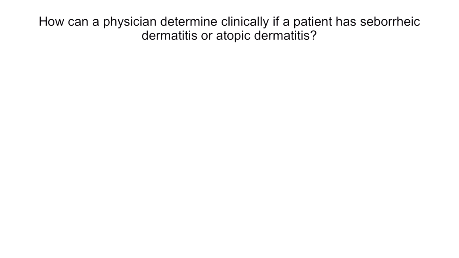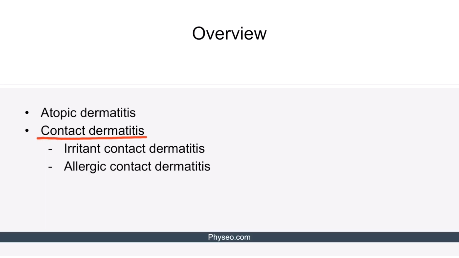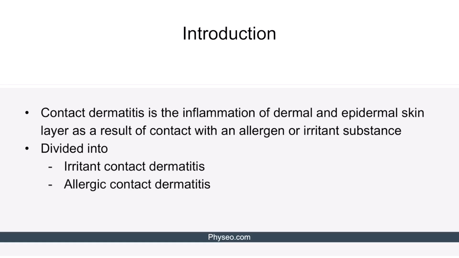Not to mention that they appear a little different. For example, that oily, yellow, crusty idea of the seborrheic dermatitis. Now let's talk about contact dermatitis. Before we dive into the individual types of contact dermatitis, I want you to have this general introductory idea.